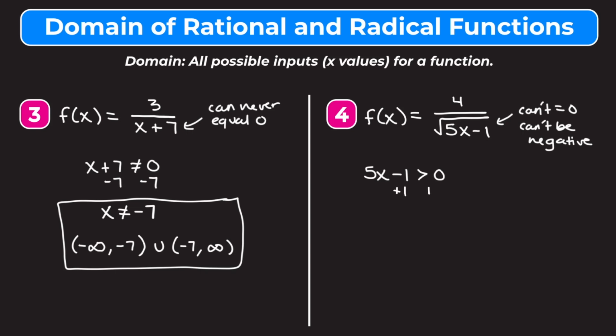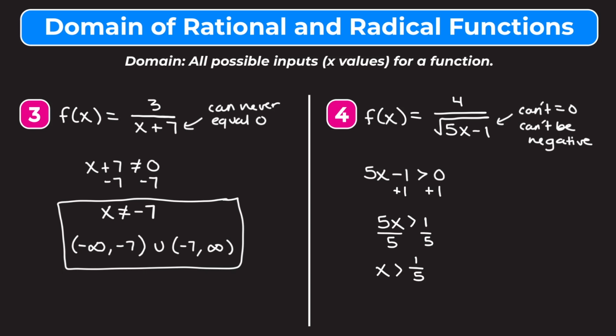So we're going to add 1 to both sides of our inequality. On the left, we have 5x. On the right, 0 plus 1 is 1. We're going to divide both sides by 5. On the left, we get x. On the right, we have 1/5. So we get that x is greater than or equal to 1/5.